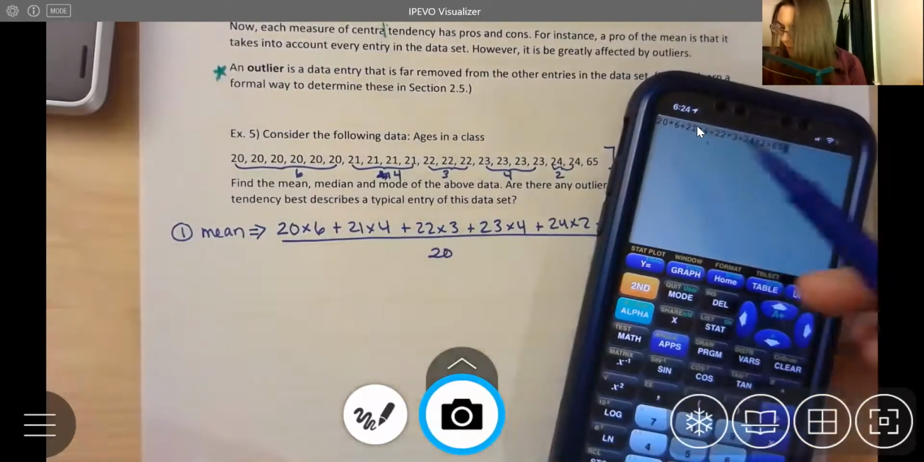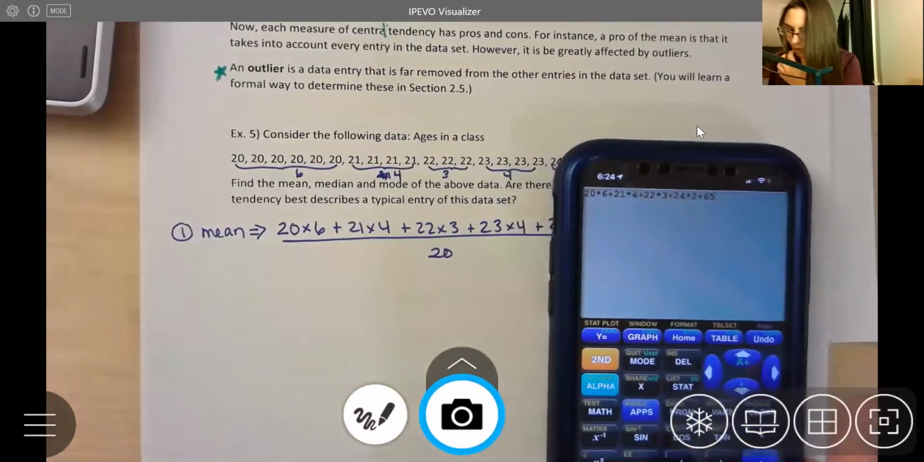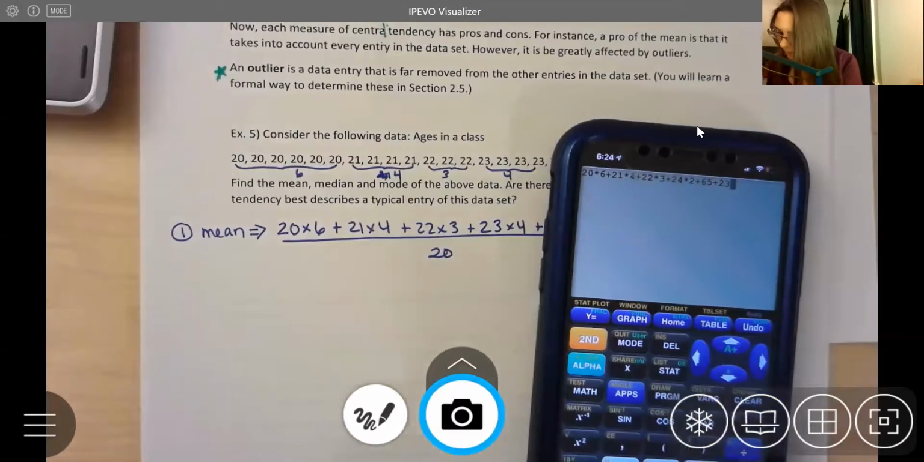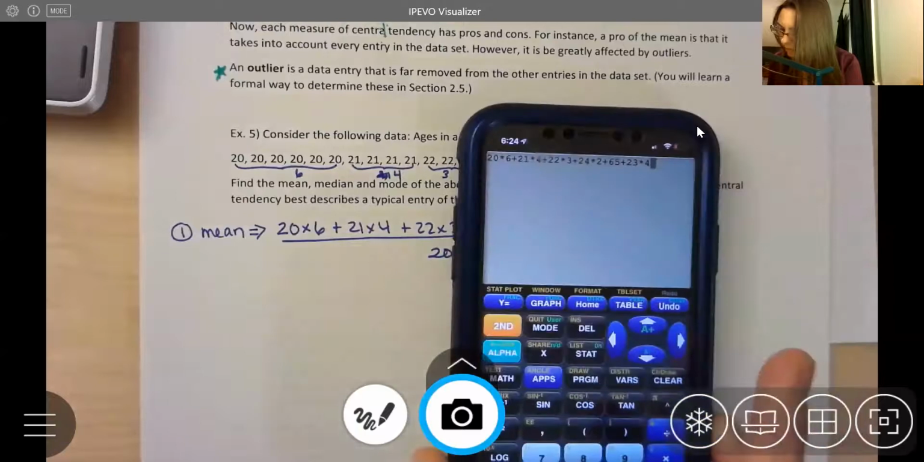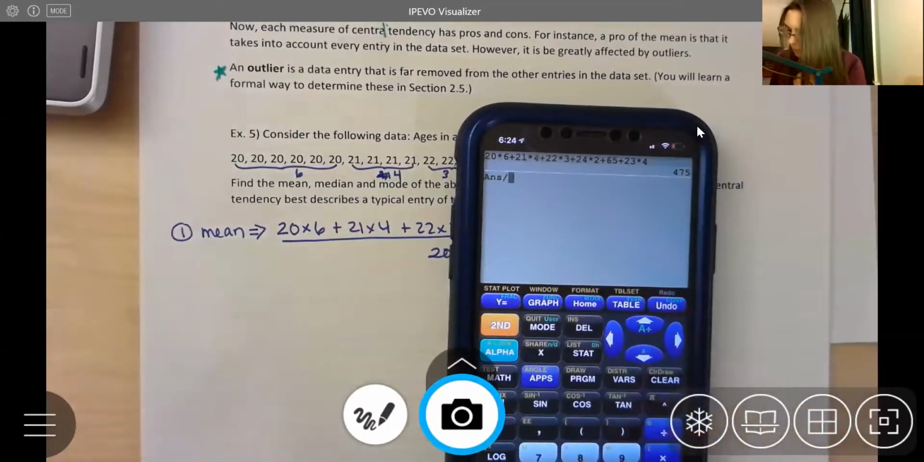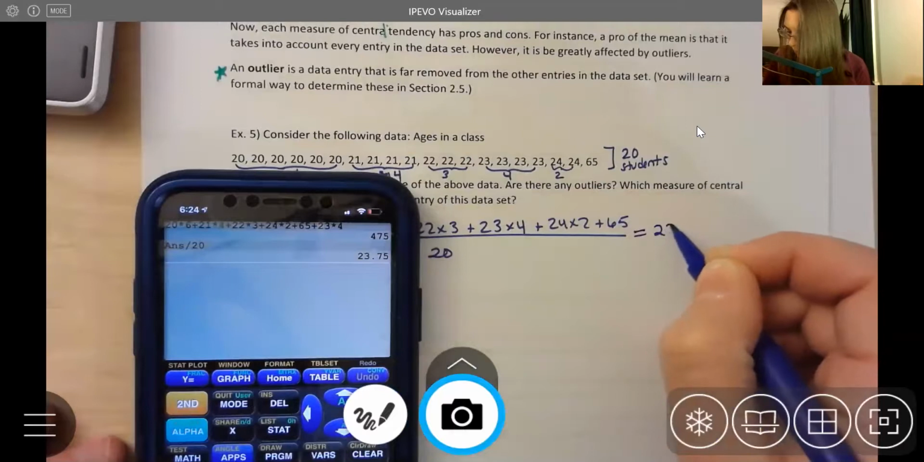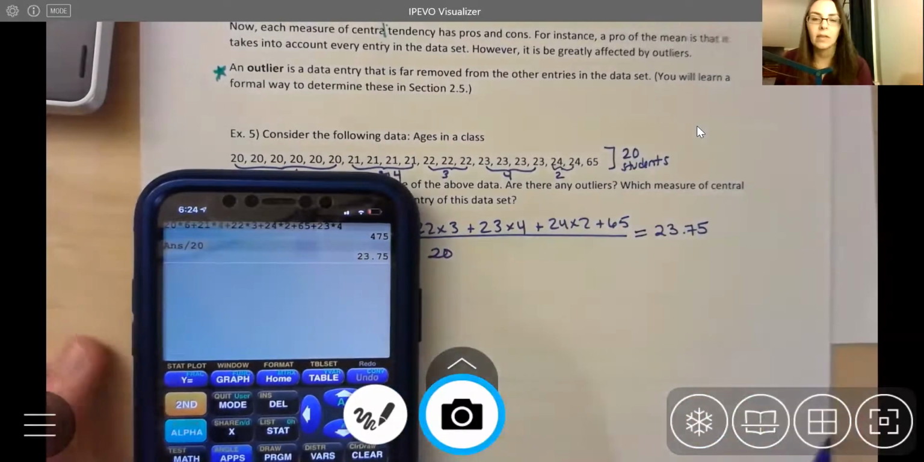All right, so I have 20 times 6, double checking this, 21 times 4, 22 times 3. Oh, I missed my 23. 23 times 4, and then 24 times 2 and 65. I get 475. I'm going to divide that by 20, and I get 23.75.